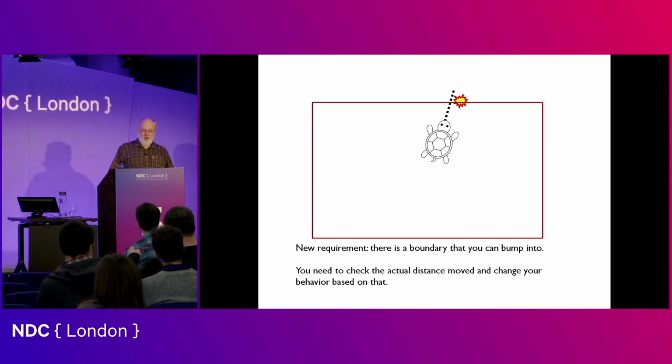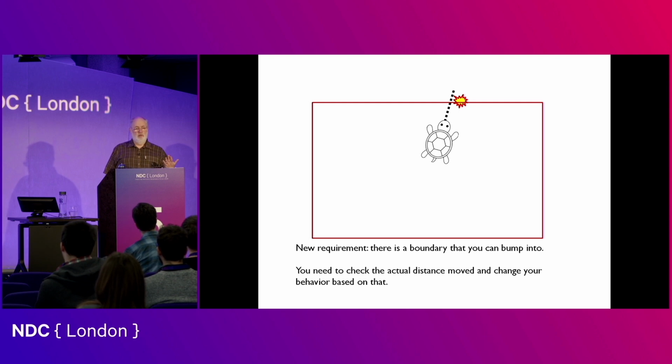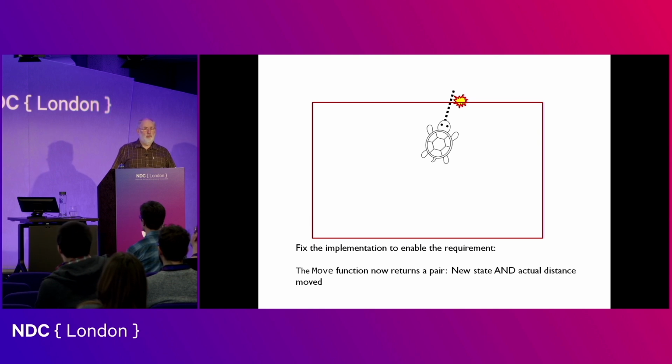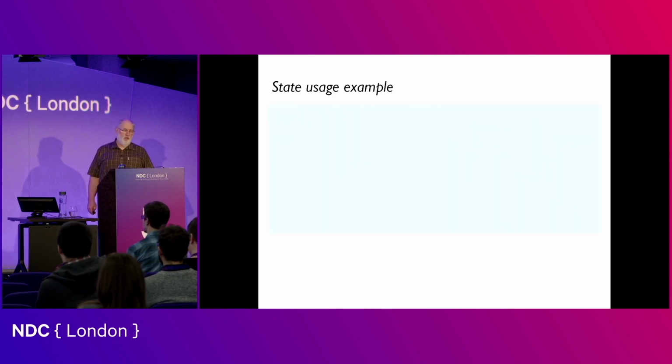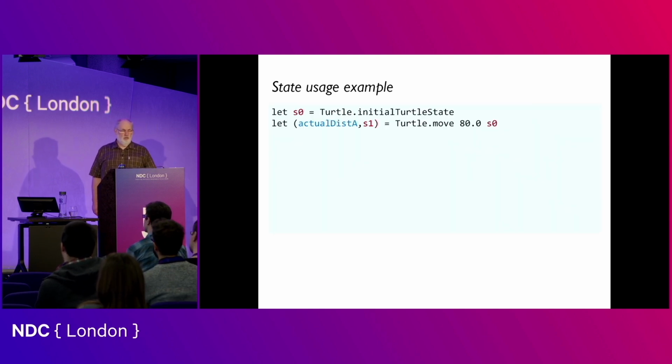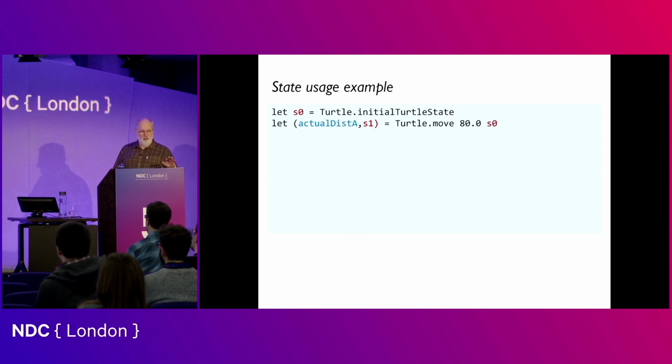So in terms of our API, we're actually going to return the actual distance moved, which might not be the same as the distance requested. So our API is going to return the state, but it's also going to return what you actually did. Okay, so it's going to return a pair of things. So if we look at the code, there's our initial state. Now we move, we get a pair back. We get the actual distance and the new state.